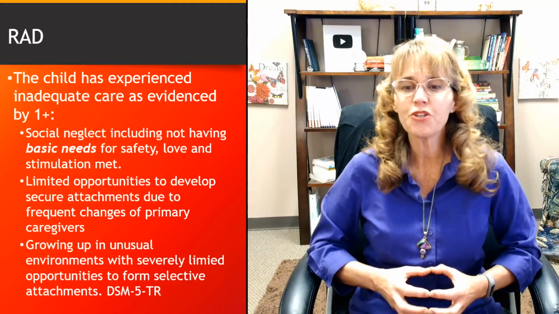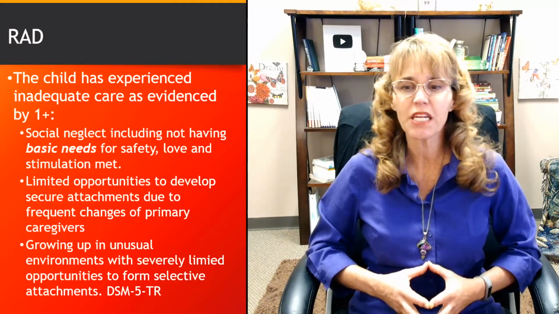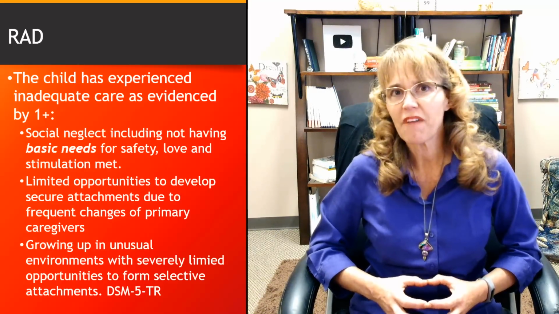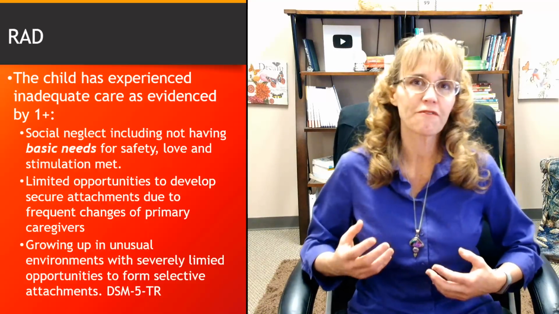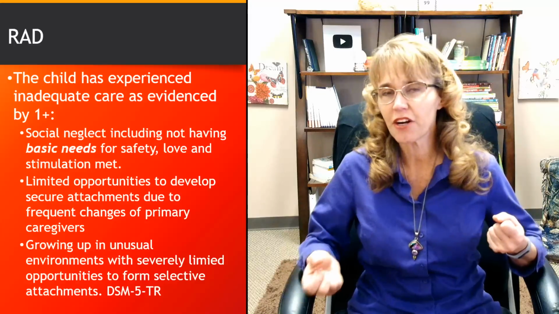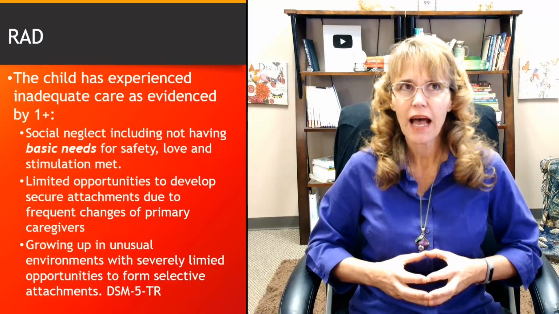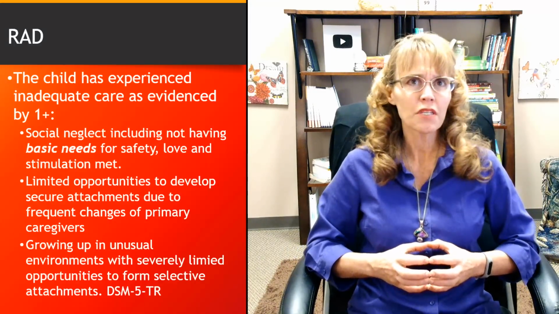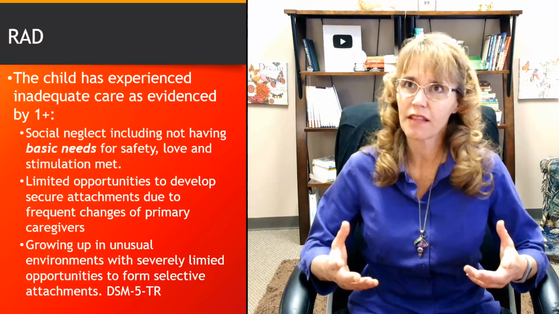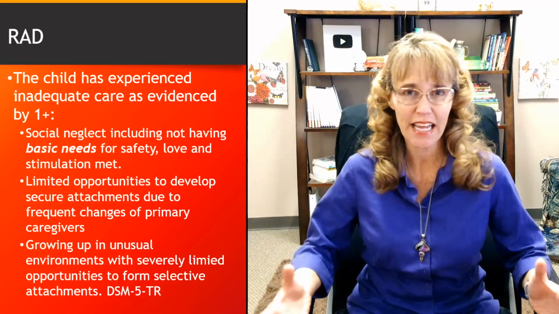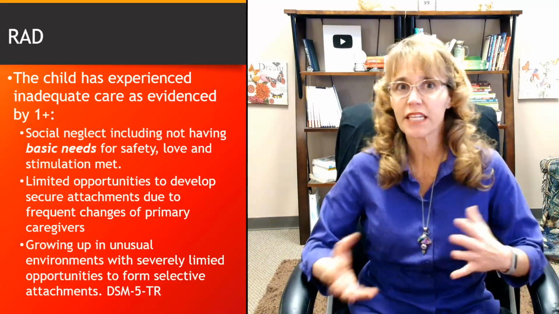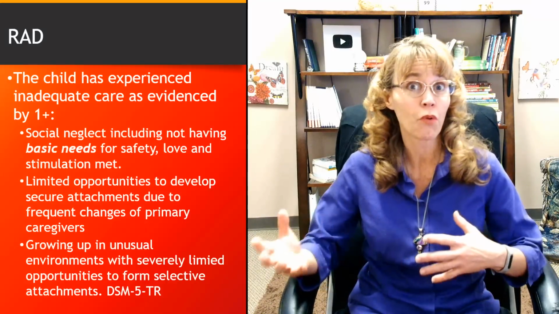Or growing up in unusual environments with severely limited opportunities to form selective attachments. The examples that the DSM-5 TR gave were in reference to large group homes, for example, where there's a high child to caregiver ratio. However, we also look at situations like very large families. Now, they're not the norm in the United States, but they can happen, in which the ratio of child to caregiver is 8-to-1 or more.